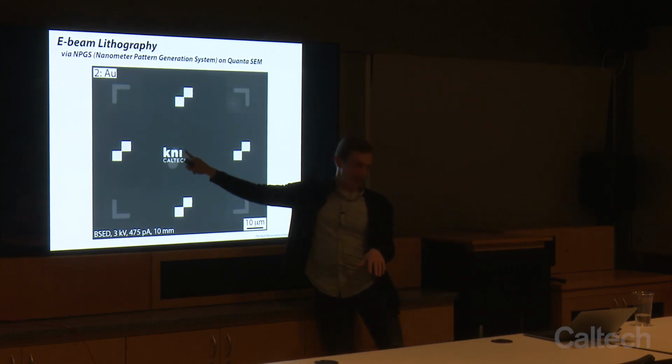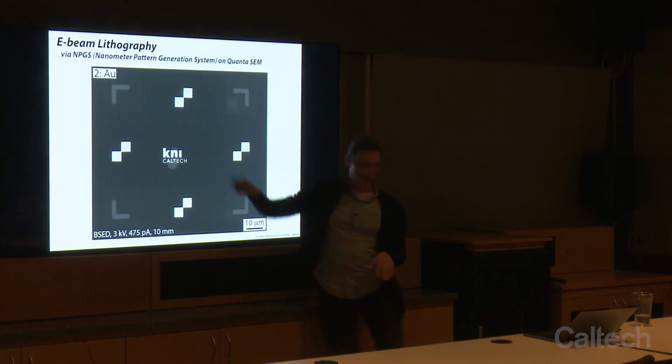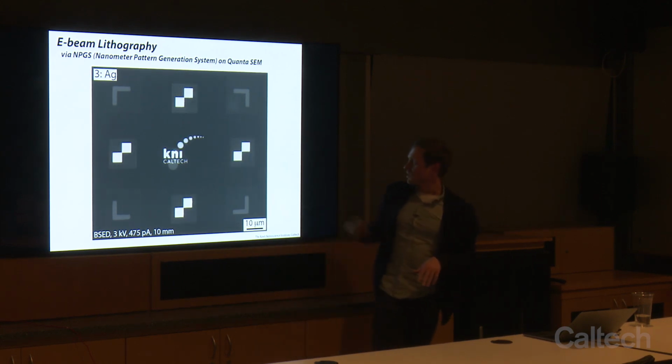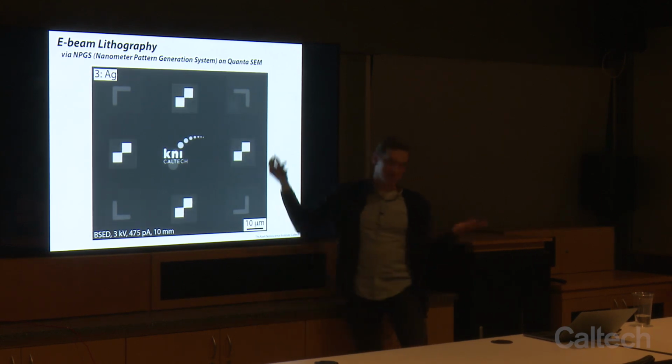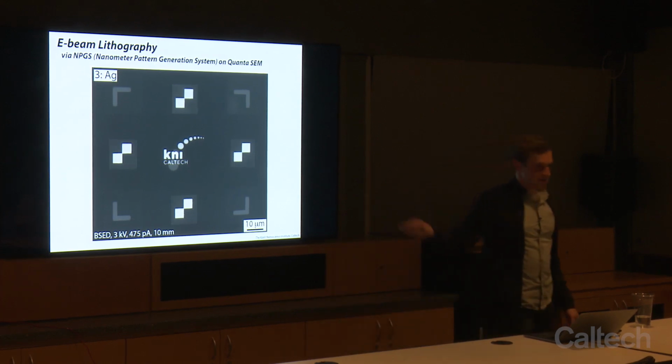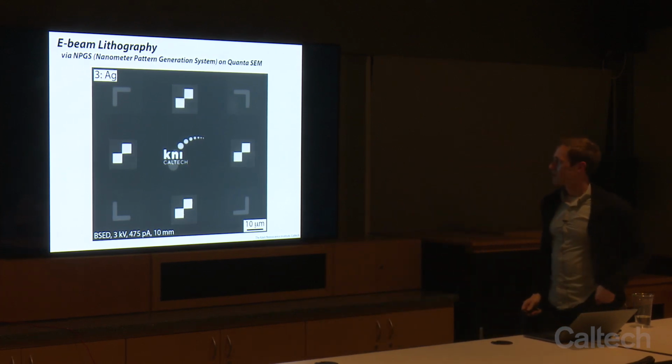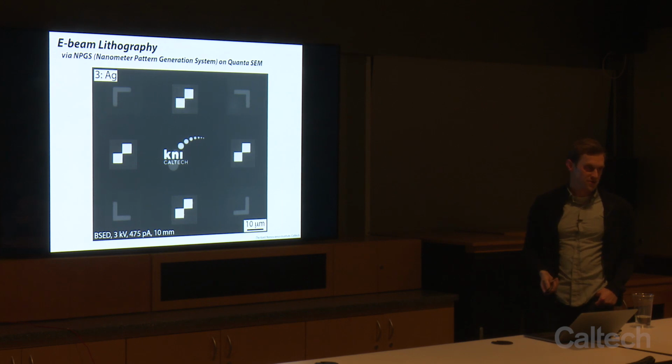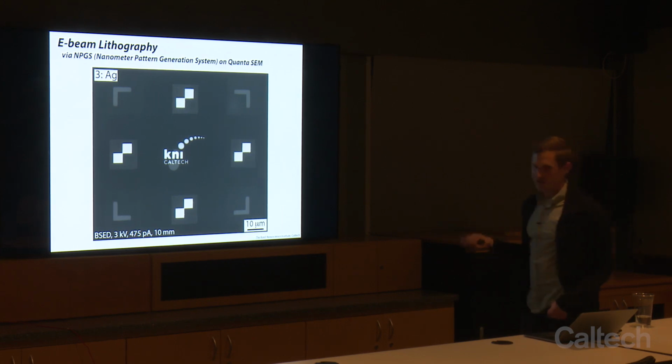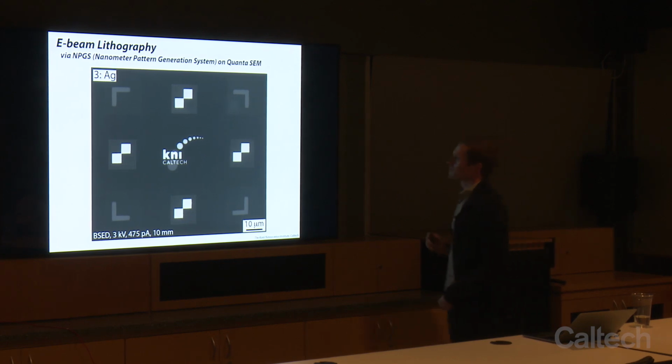So this was gold K&I Caltech with its own set of alignment markers, and then ultimately we aligned to those and did silver for those dots. This is our old logo. So you can do these multi-step patterns in device construction in our 30 kV SEM system.